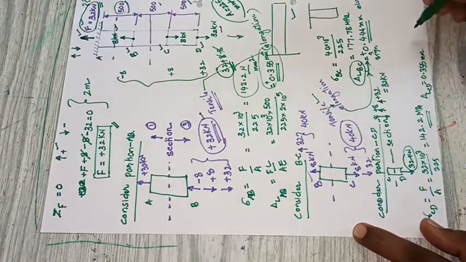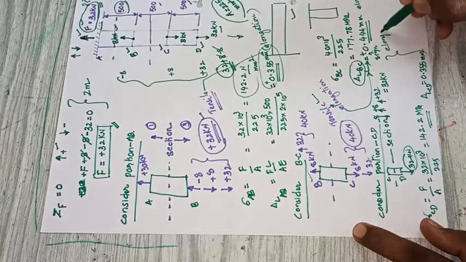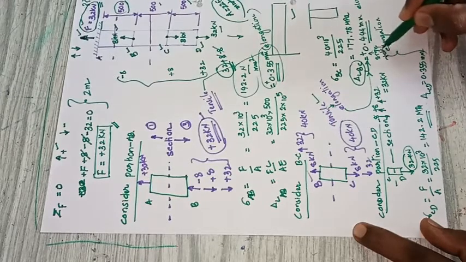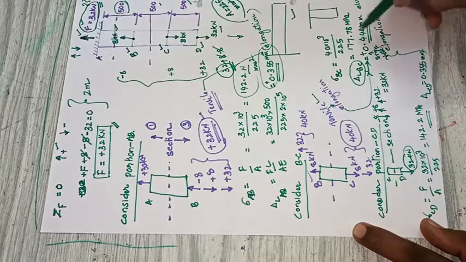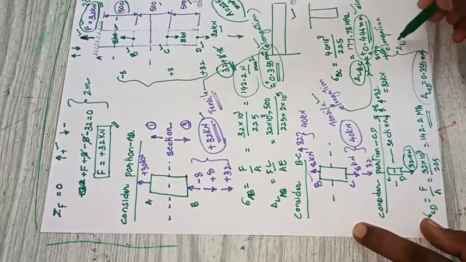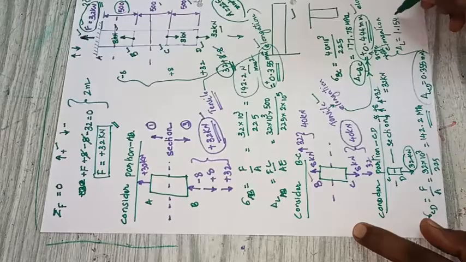Then the last thing that is asked is the total elongation. The total elongation is the summation of the change in the length of each portion. One is this one, second is this one, and third is this one. So delta L, if I make the summation of all of them, I will get an answer of 1.154 mm.